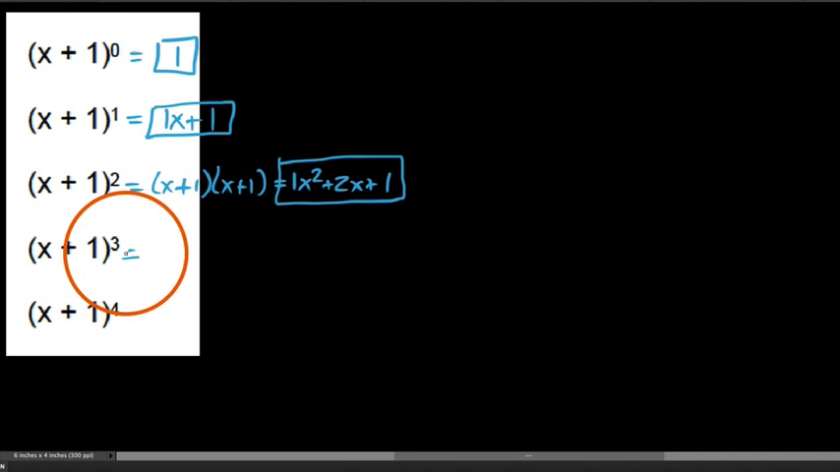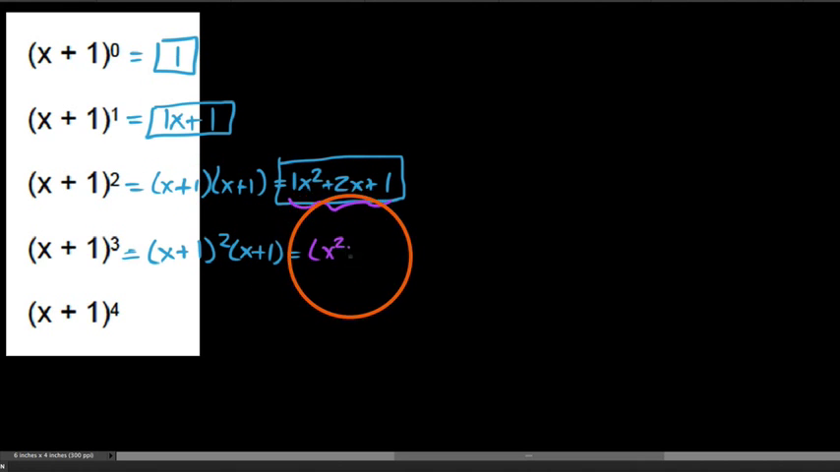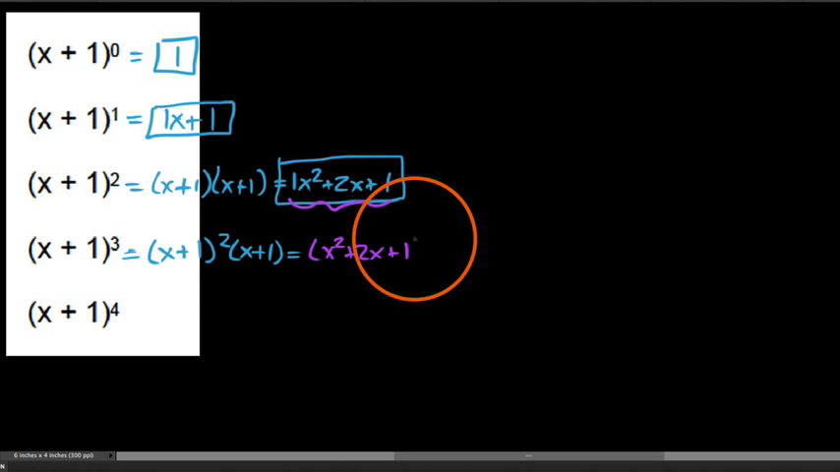But when you start to get to something like the third, which is x plus 1 times itself 3 times, it starts to get a little bit more cumbersome. So I'm actually going to write this as x plus 1 squared times another x plus 1 to the first, which is x plus 1 to the third. The only reason I mention that is because I've already evaluated x plus 1 squared. So I'm going to rewrite this as x squared plus 2x plus 1, and we're going to take that times this other x plus 1 right here.